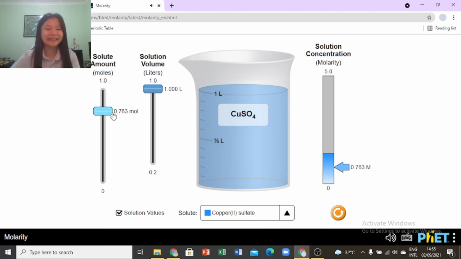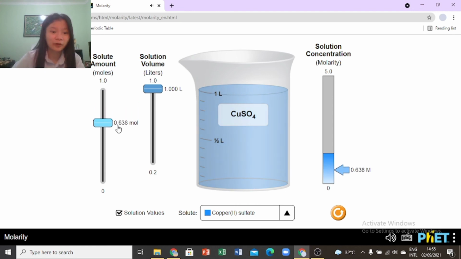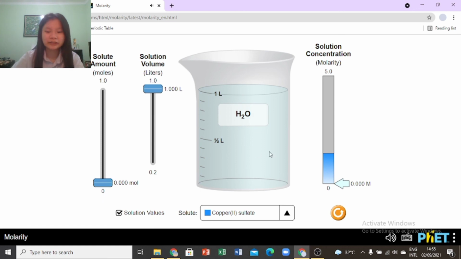We can see that this is actually the same as drink mix. When I decrease the solid amount in moles, the molarity is also decreasing, till finally when it reaches 0 moles, it's just H2O and the molarity is only 0.